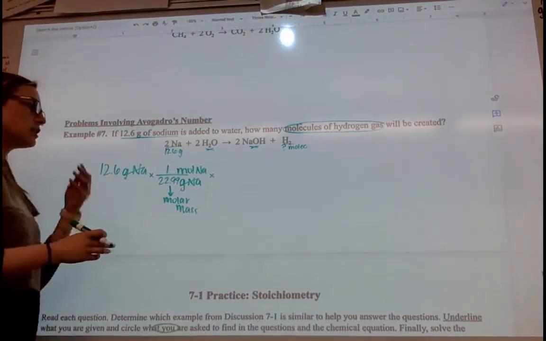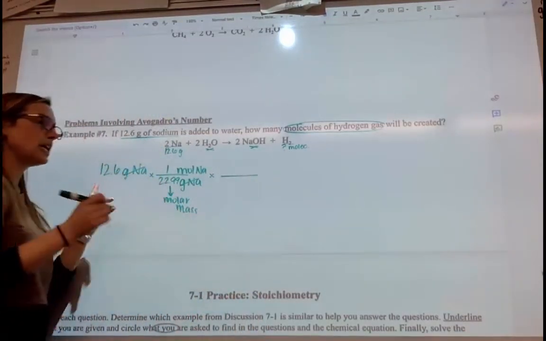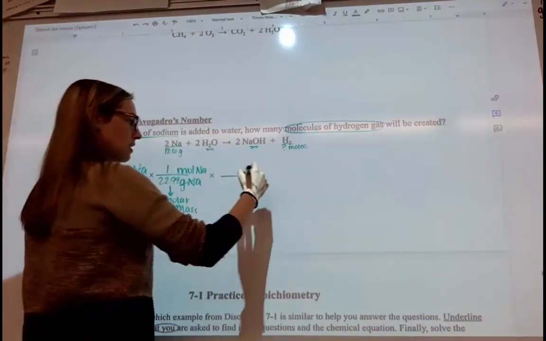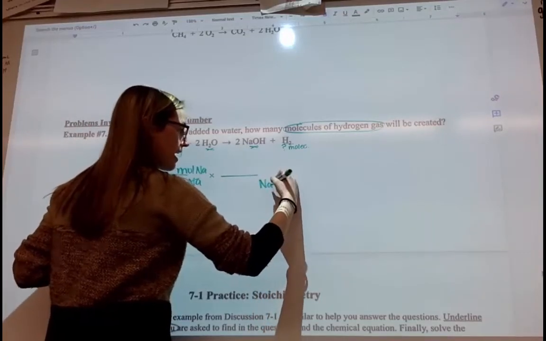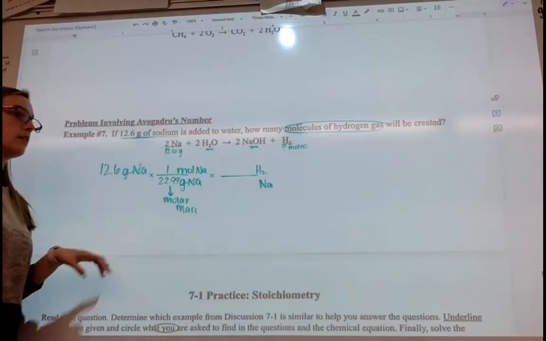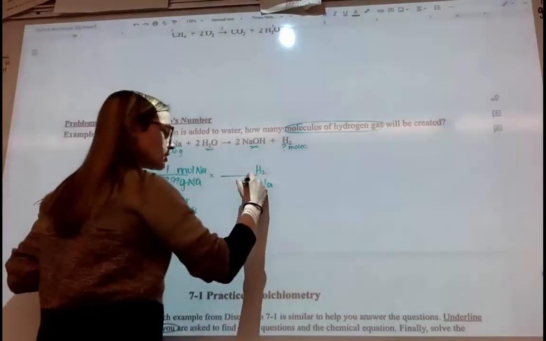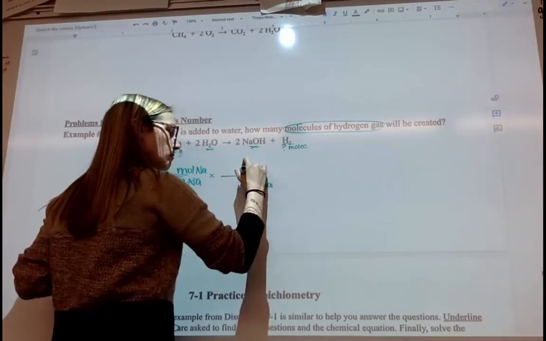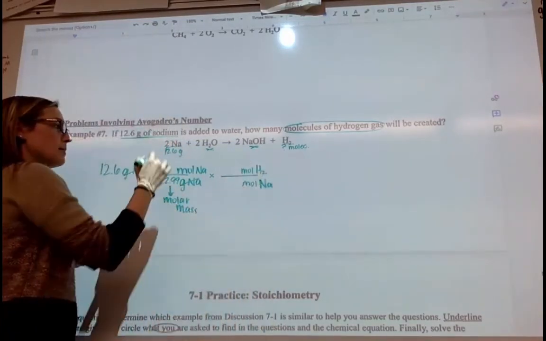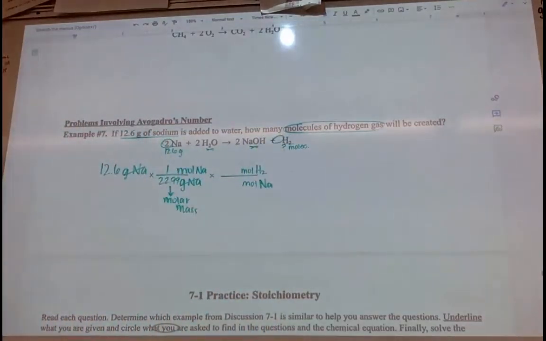Once your given information is in moles, the reason that you want it in moles is so that you can convert between substances. I want to go from Na to H2. I want to go from one substance to a completely different substance. To do that, you have to use moles. Because the coefficients in front of each substance in the balanced equation tell you how many moles are required.